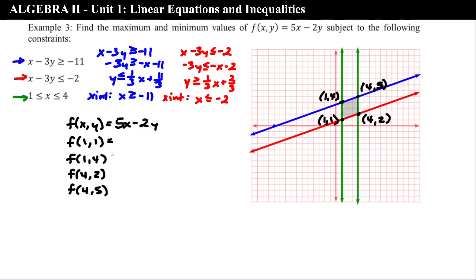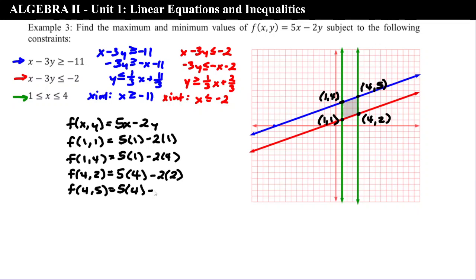So we're going to just evaluate all of these. Okay, so we have 5 times 1 minus 2 times 1, 5 times 1 minus 2 times 4, 5 times 4 minus 2 times 2, and 5 times 4 minus 2 times 5. Again, we just plugged in x and y for each of these, and now when we do the math, we're going to end up with 3, negative 3, 16, and 10.